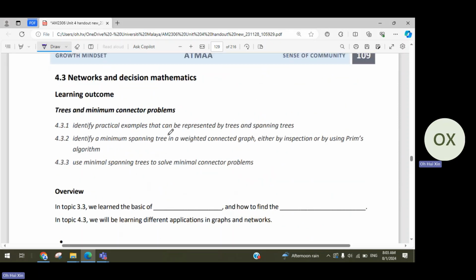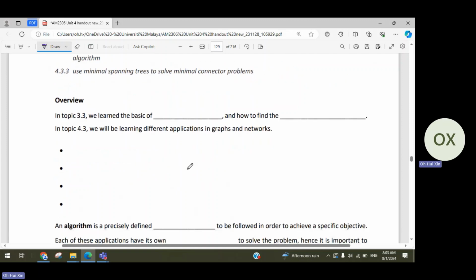Before we look at the learning outcome, we'll just look at an overview for this entire topic first. In topic 3.3, we learned about the basics of graph theory. If you remember, we talked about what an edge is, what a vertex is, then multiple edges and loops. Then we also talked about what a planar graph is, the different types of walks, the different types of connected graphs, and one of the applications that we learned in topic 3.3, which is how to find the shortest path.